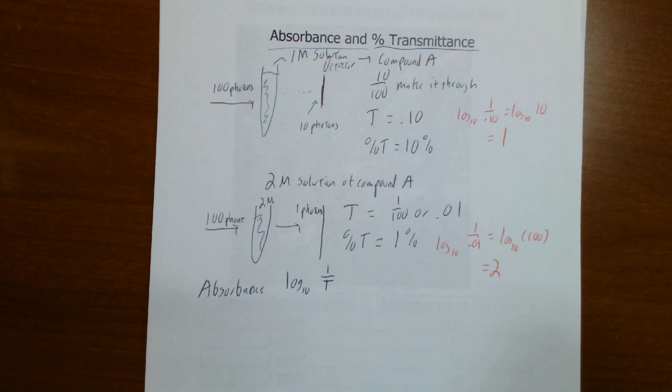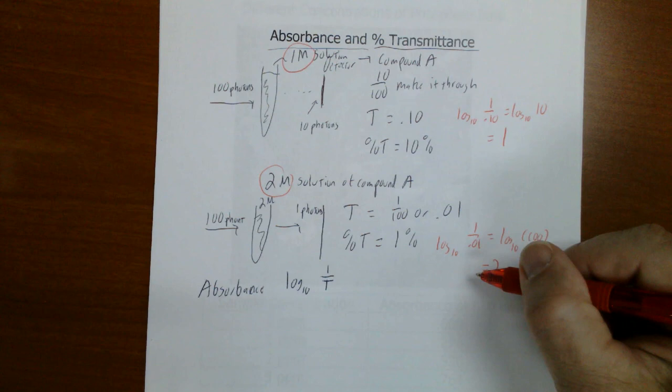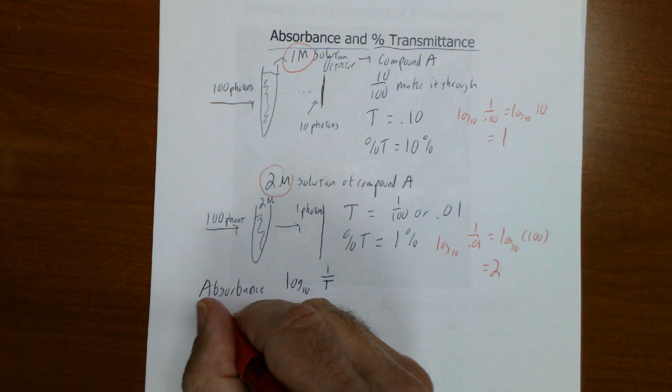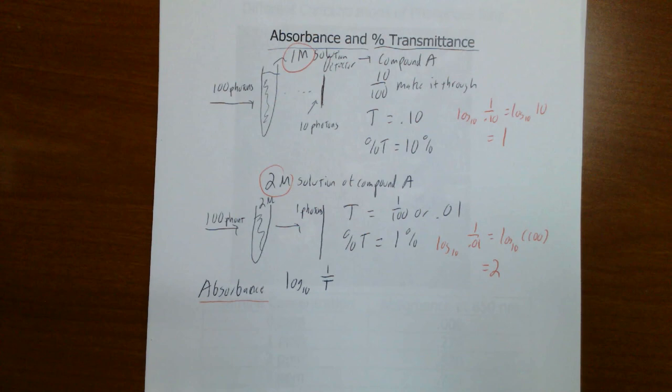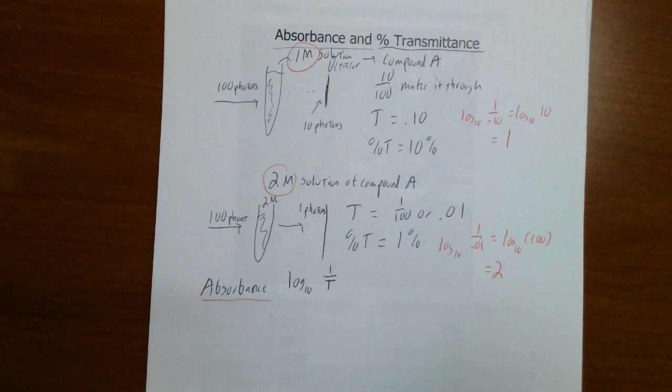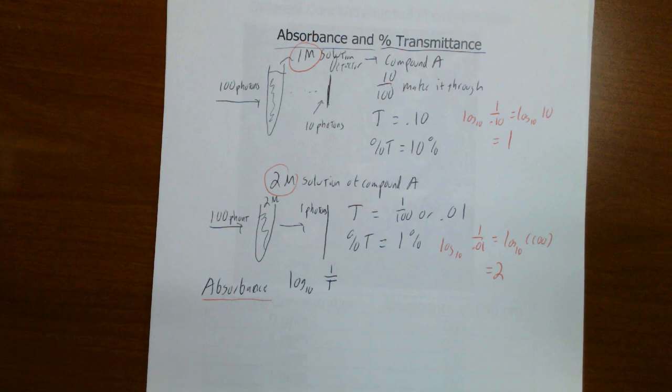Okay? So what we've seen here is that by doubling the concentration of the solution, the absorbance doubles. Okay? So what we're going to do is measure the absorbance as a function of concentration. And we should see a linear relationship. Okay? And we're going to plot this on graph paper. And then we'll be able to use this data to correlate an absorbance of the sample that we're going to analyze and find out what the concentration of BASA is in our aspirin.